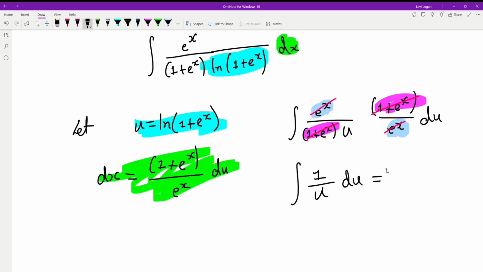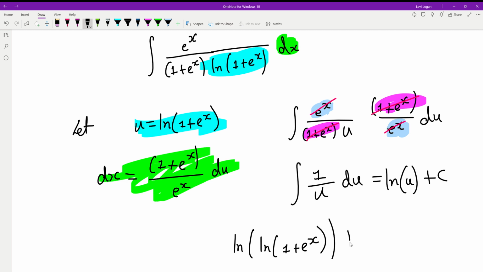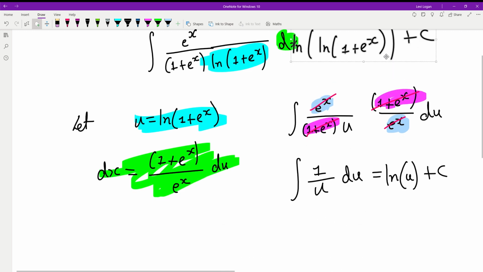Integrating this is just going to be natural log of u plus c, but you've got to put it in terms of x, so the correct answer will be natural log of u, which is natural log of 1 plus e to the x plus c. Okay, so this is the correct answer to this following integral here.